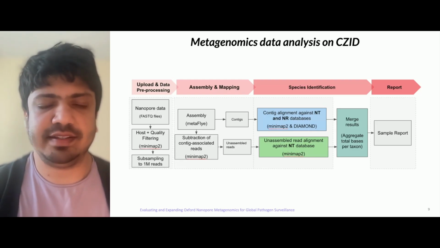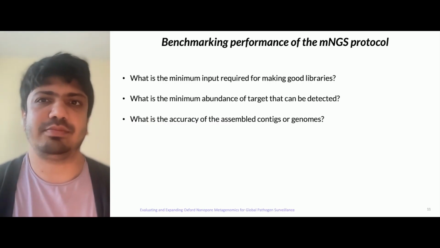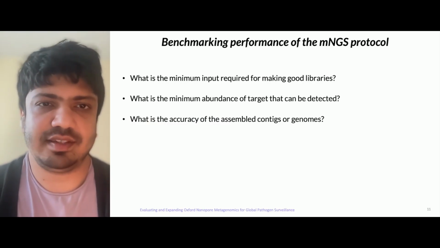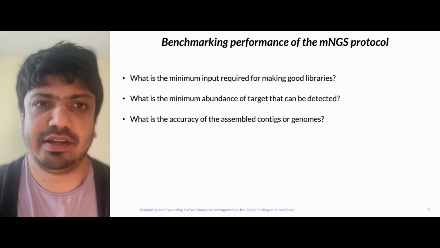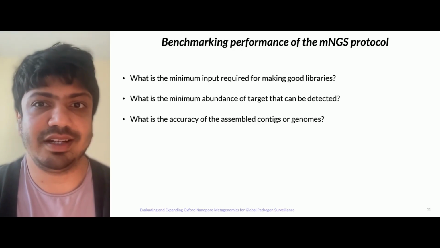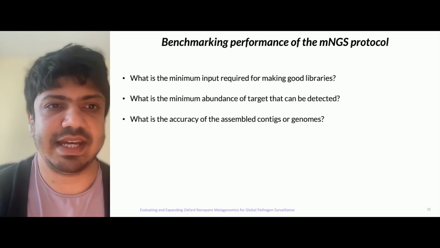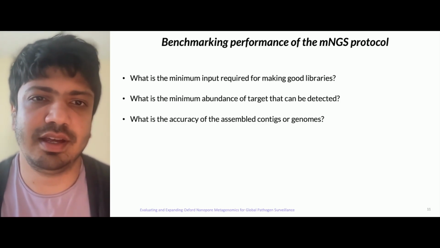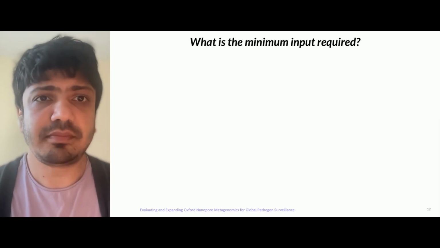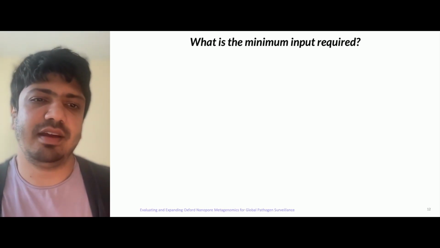So I'll move on to sharing some of our results now. First, I'll talk about a little bit of benchmarking that we did. In order to do benchmarking, we had a few questions that we wanted to answer. And these are probably questions you have too, like, what is the minimum input required for making good libraries using this protocol? Or what is the minimum abundance of the target that can be detected? And then perhaps also what the accuracy is of assembled contigs.